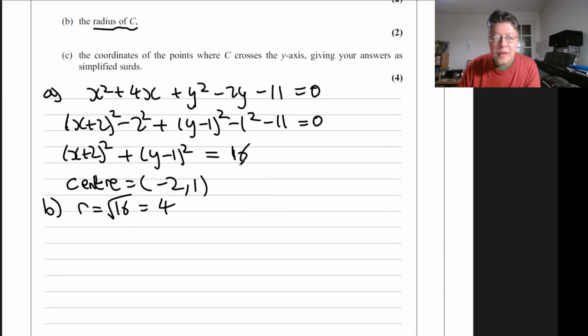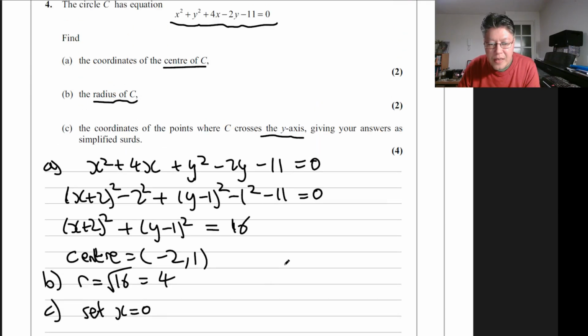Part C, we need to find the coordinates of the points where C crosses the y-axis and give the answers as simplified surds. So, in other words, this is the y-intercepts. To get the y-intercepts, you have to set x equal to 0. So part C, we're going to set x equal to 0.